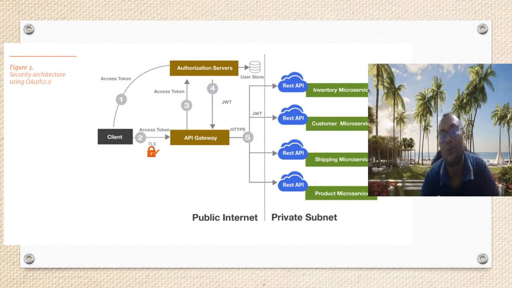The JWT token, which contains the claim for the user, is then passed to backend microservices. Backend microservices then use the information inside the JWT token for authorization purposes. The same JWT token is passed along when one microservice communicates with another microservice.